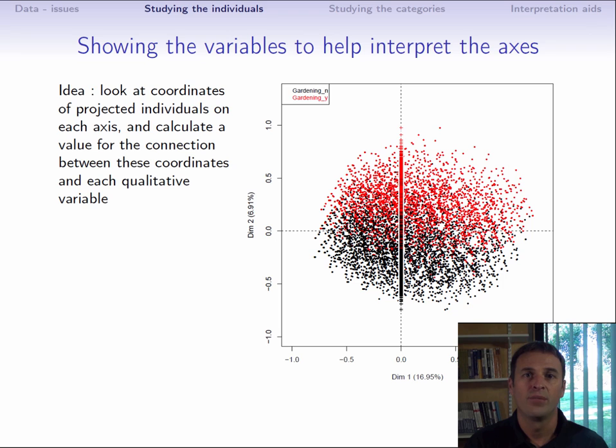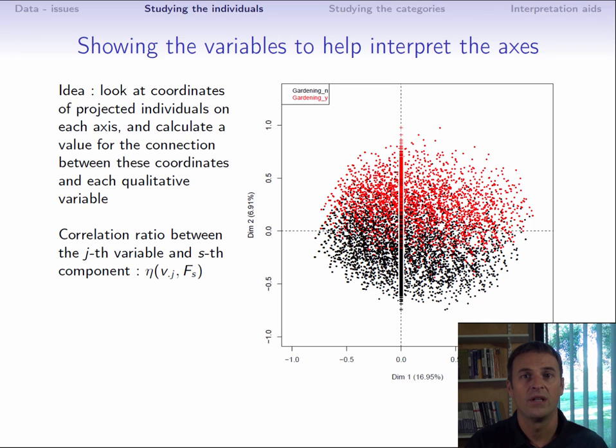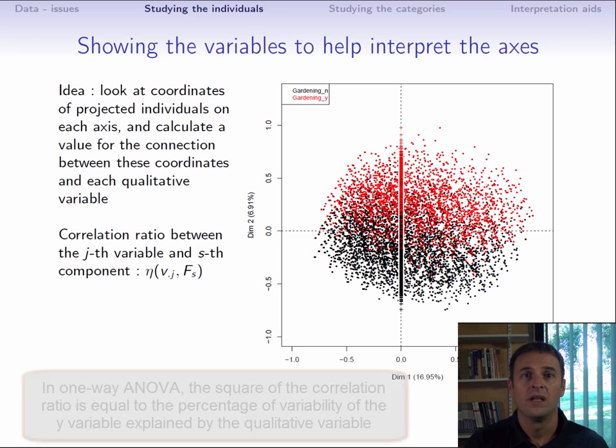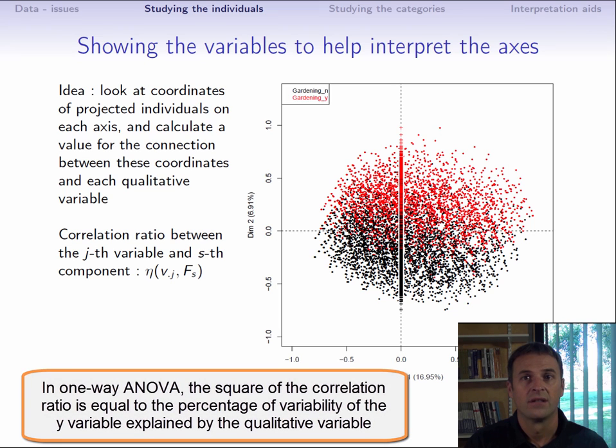Here they have all been projected onto the second dimension. What we can try to do is calculate an indicator of the link between the coordinates of the individuals on the second dimension and the qualitative gardening variable. An indicator of the link between a quantitative and qualitative variable is the correlation ratio between them. This is the indicator used in one-way analysis of variance.